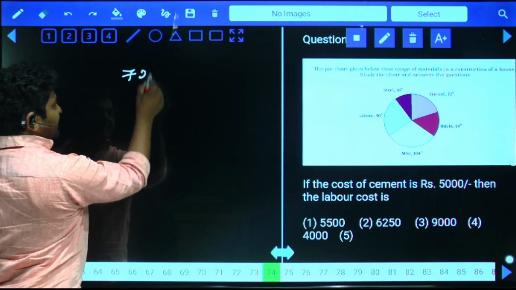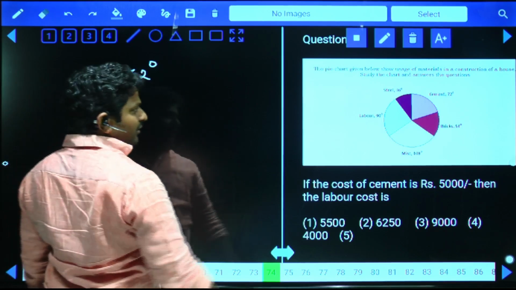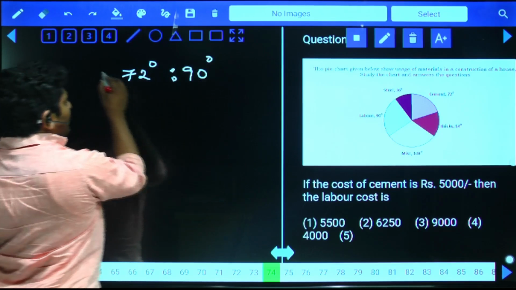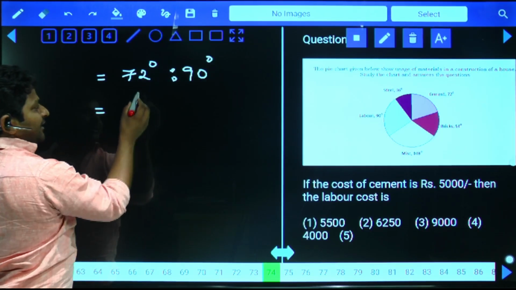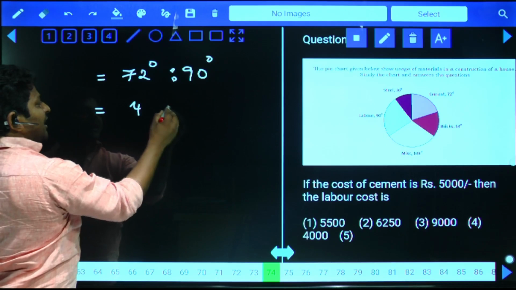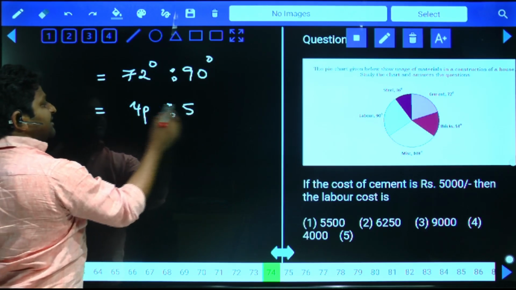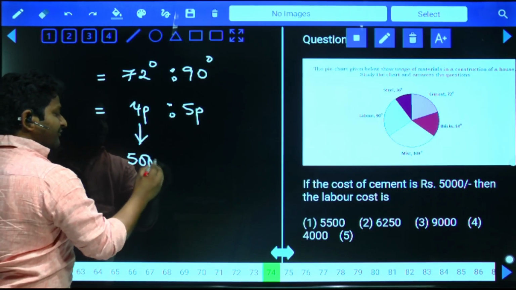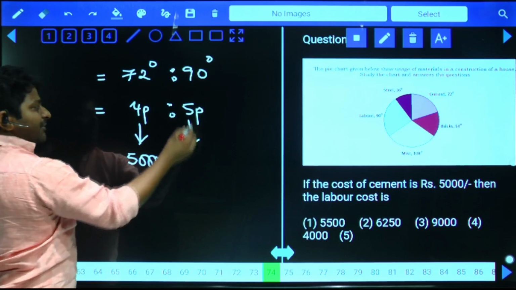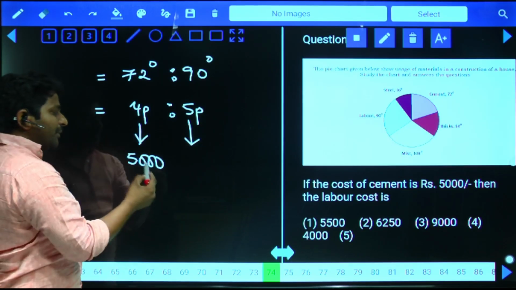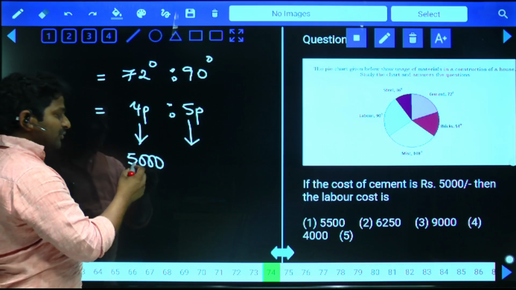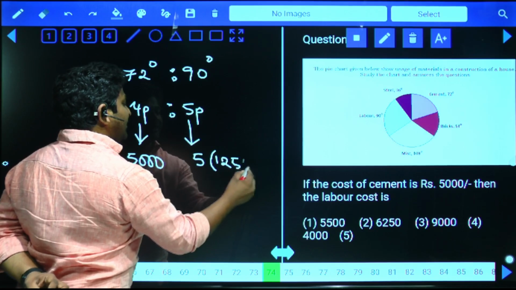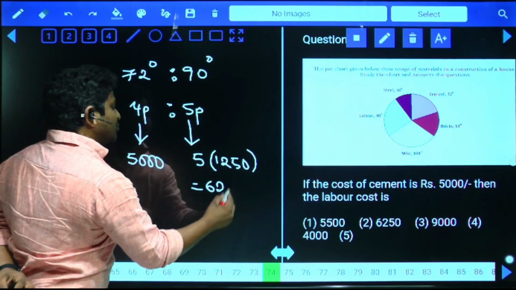If the cost of the cement is 5,000, then what is the labor cost? Cement in terms of degrees is 72 degrees. You're asked to calculate labor cost, that is equal to 90 degrees. Now both are in the ratio 18 four times and 18 five times. So 4 parts is here and 5 parts is here. Cement cost 4 parts, which is already given as 5,000, and you are asked to calculate what 5 parts is equal to. If 4 parts is 5,000, 1 part is equal to 1250. 5 parts, in a sense 5 into 1250, is equal to 6,250.